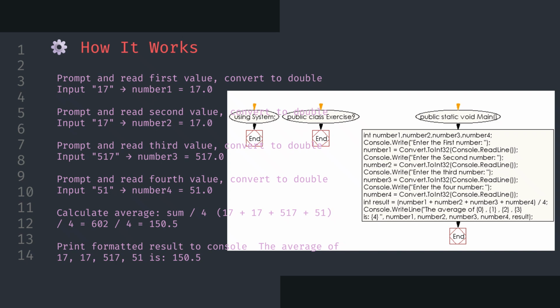Step by step, we read each input and convert to double, sum them, and then we divide by 4. And then we print the formatted result. Converting to double ensures the division yields a fractional result, if needed. In production code, consider double.TryParse for safer parsing.